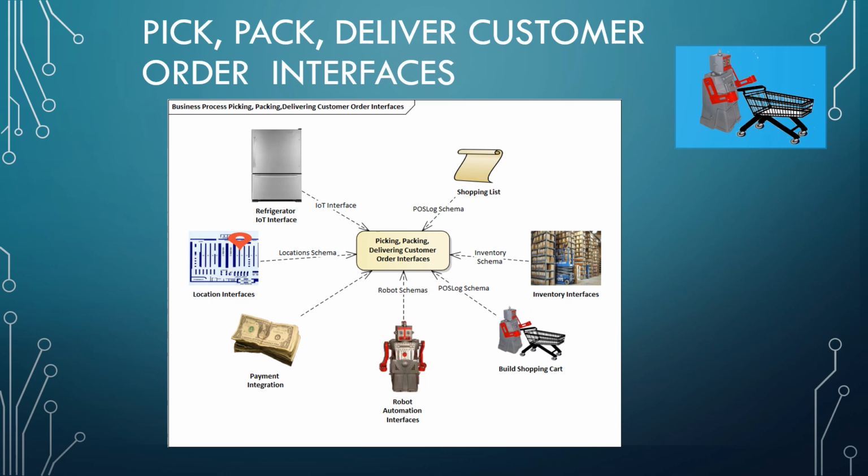Of course, we have to control and drive the robot itself. We have to interface to the payment standard, so there's a payment integration set of schemas. We have to find things. Obviously, there's a location schema in the store. So where in the store is this inventory of items that are on this shopping list?